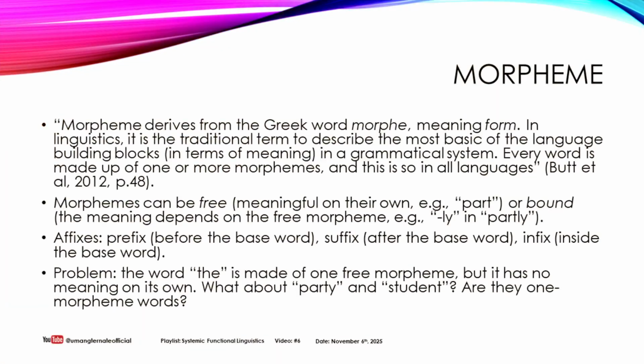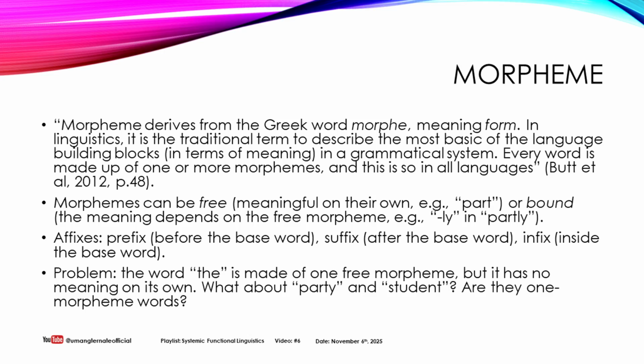The lowest unit in rank is morpheme. I think you are familiar with this term, especially when you learn syntax, right? So this term is from the Greek word morphe, which can be translated into English as form. So morphemes form a word.